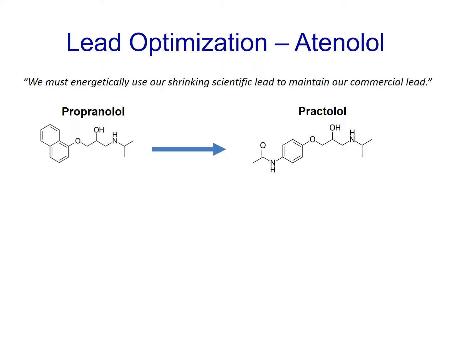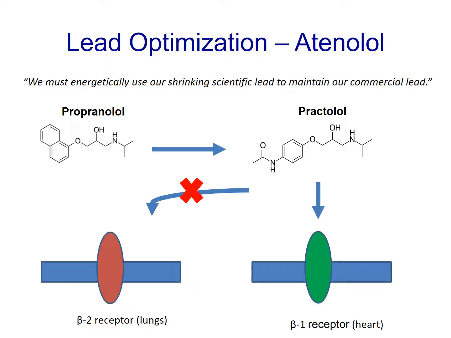By coincidence, the researchers found that Practilol blocked the beta-1 receptors in the heart, but not the beta-2 receptors in bronchial or vascular smooth muscle. This selectivity was a big deal for beta blockers, because propranolol's lack of selectivity was a concern for individuals with pre-existing conditions, such as diabetes or asthma. However, Practilol was not as potent as propranolol.